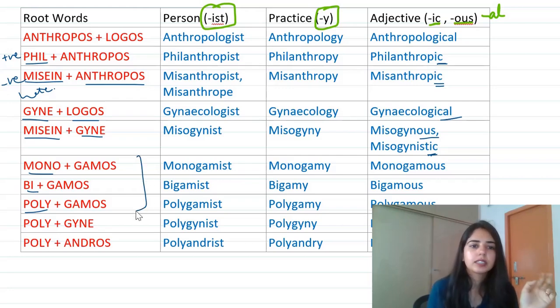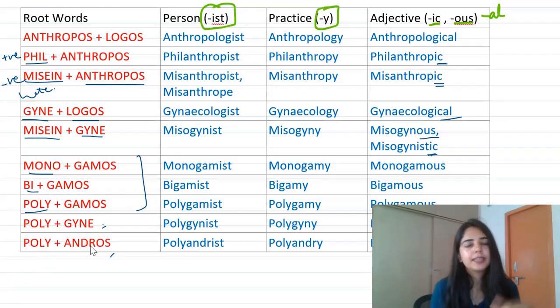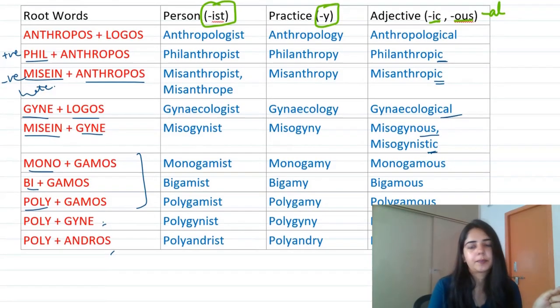These are very easy. Then instead of marriage we will change it to gynae and andros, women and men. Poly gynae means many women, which means many wives. Someone with many wives is a polygynist. The practice is polygyny and the adjective is polygynous. And many men means many husbands. Someone with many husbands is called a polyandrist. The practice is polyandry and the adjective is polyandrous.